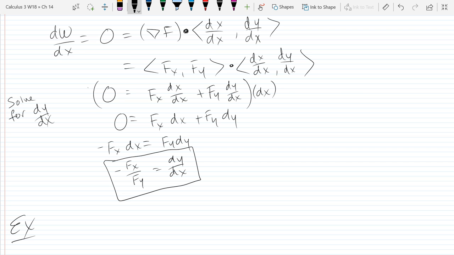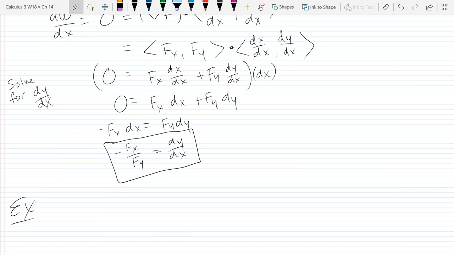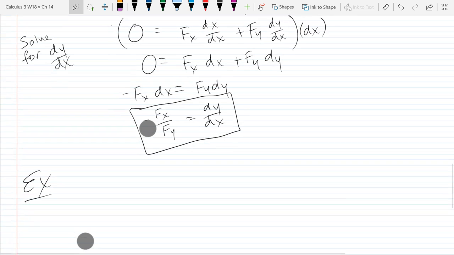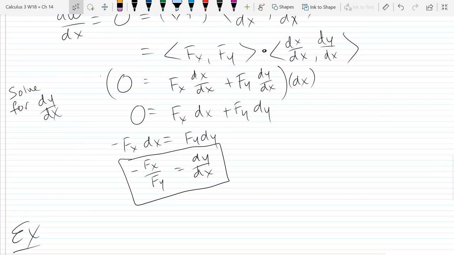So we'll do one example based on this. Let's make this more difficult. Let's go to 3 dimensions.